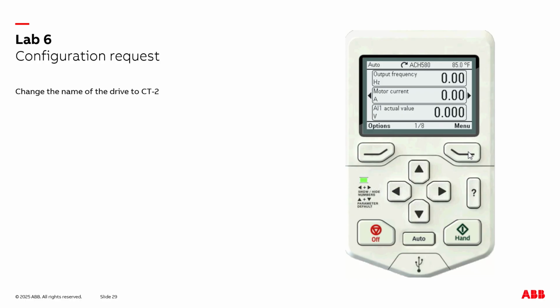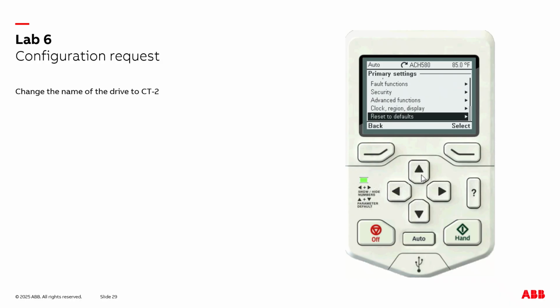All right, so to do this, we are going to be able to do this in primary settings. So we'll go to primary settings, and at the very bottom of the list, I'm going to hit the up arrow to get to it faster. Second one from the bottom, clock region display. We'll select that. I'm going to go down to drive name, edit. Now, the back arrow key here deletes what is currently on the screen.